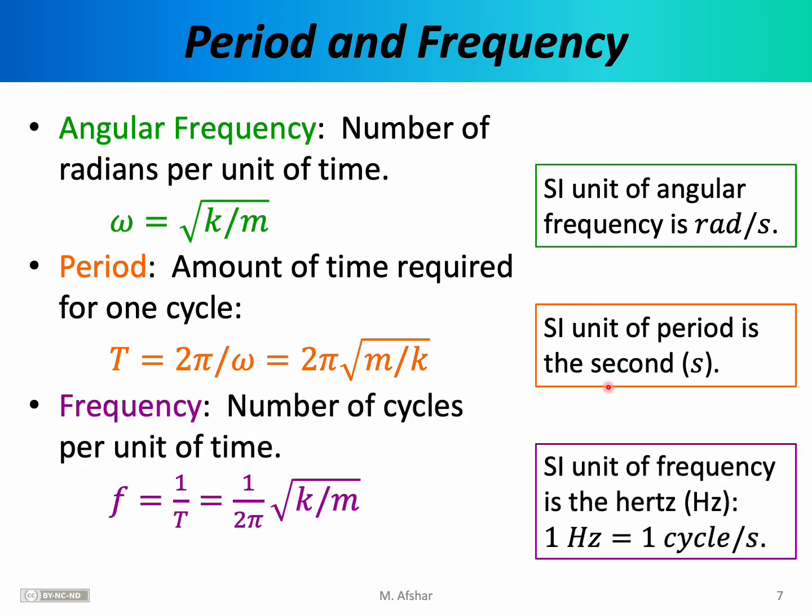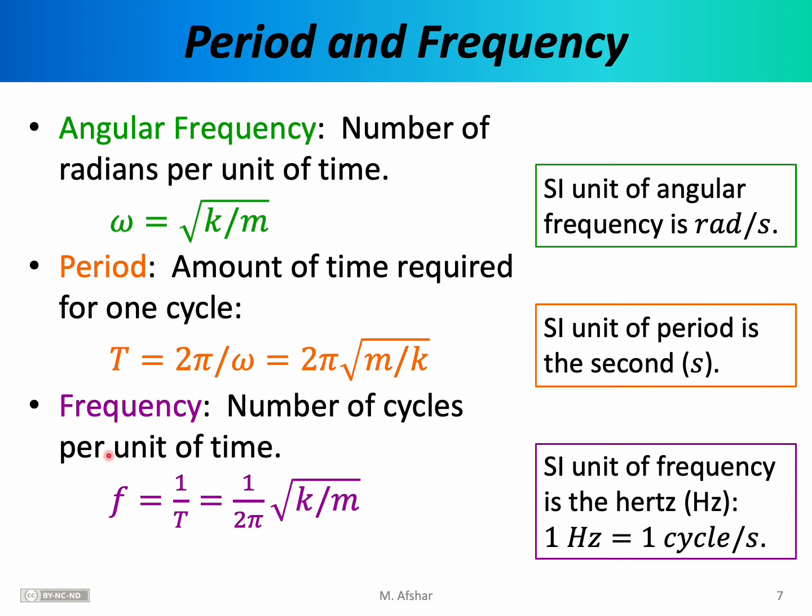The second important concept for us is frequency. The frequency of an oscillation is the number of cycles per unit of time. So imagine setting aside some unit of time, like 1 second or 1 minute or 1 hour. Then imagine counting the number of cycles that are completed in that period of time. The number of cycles is referred to as frequency.